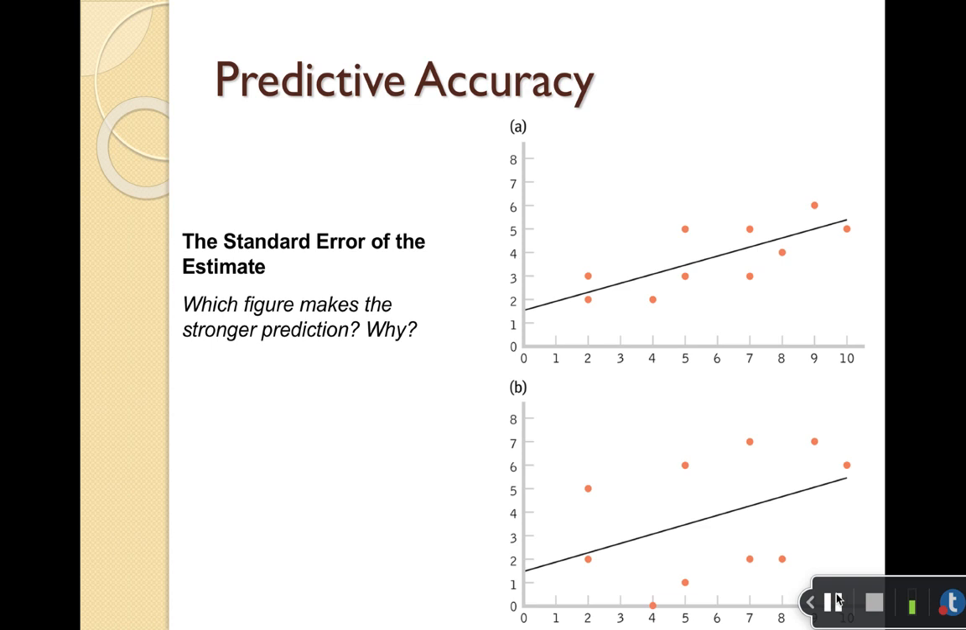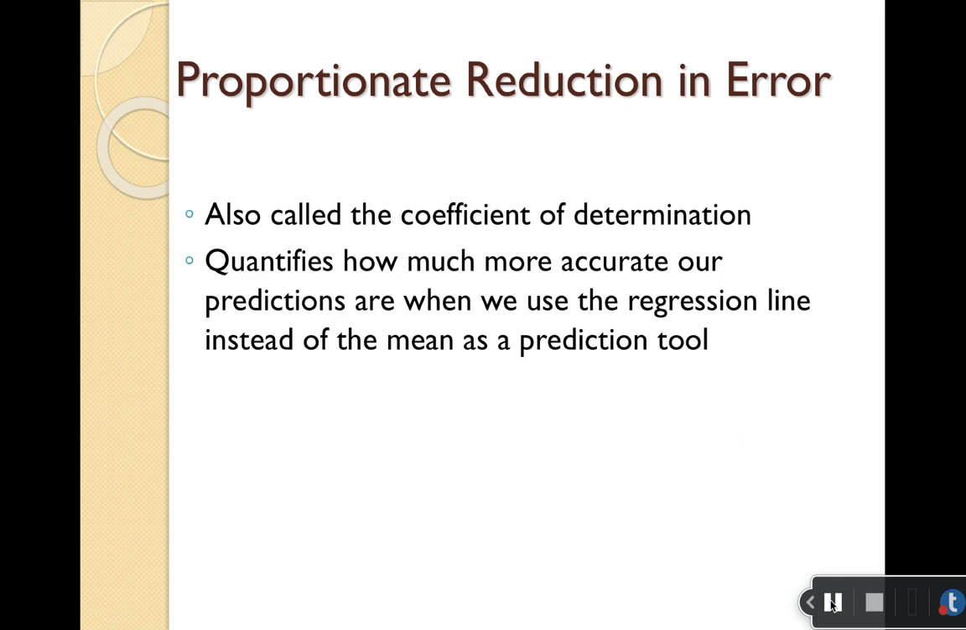I would guess that figure A is a stronger prediction. You can see the line is pretty close to those points on the scatter plot. Whereas in figure B, there's a lot more variation in those dots. They're further away from the line. They're kind of all over the place. And we can actually quantify how good our prediction is, how accurate we are, using something called the standard error of the estimate.